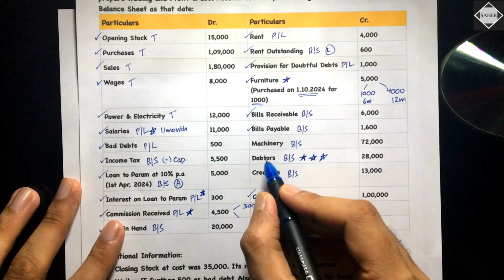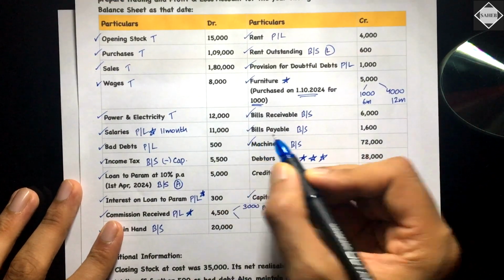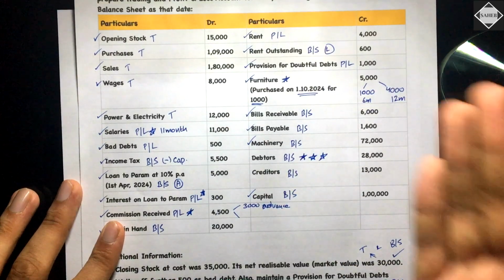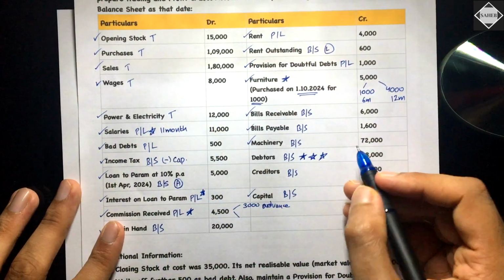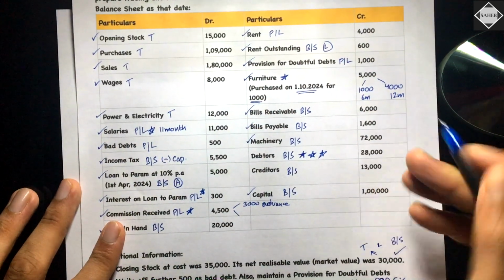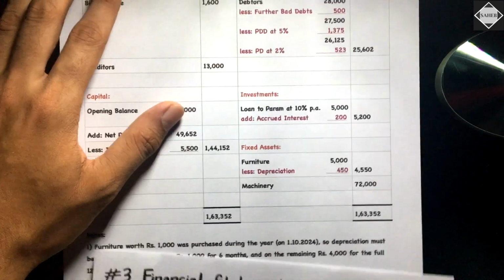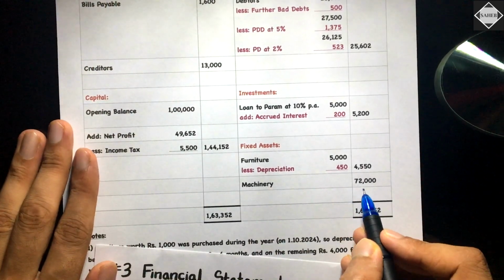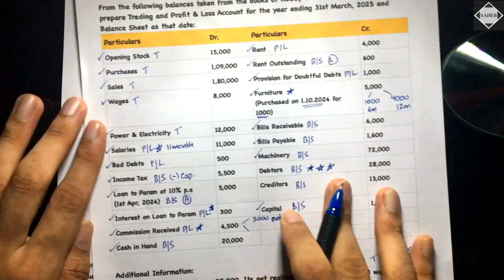Then what do we have? Then we have machinery. Machinery, I told you, we have assumed it has been purchased at the end of the accounting period. So no depreciation has been charged because no time has been passed. So 72,000 entirely we can take in the fixed asset. Machinery 72,000. Clear. Easy. Next, what do we have?